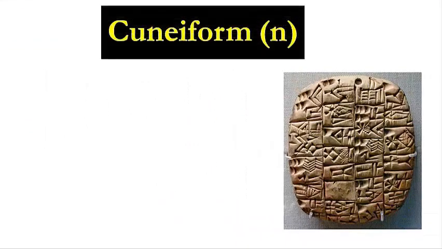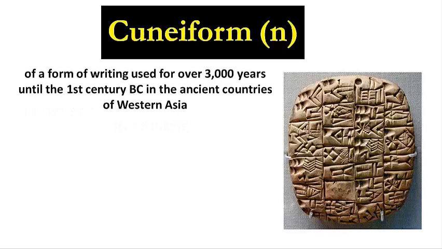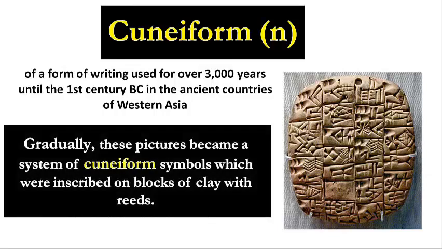Next word, cuneiform. This word is a noun, a form of writing used for over 3000 years until the 1st century BC in the ancient countries of Western Asia. Example: gradually these pictures became a system of cuneiform symbols which were inscribed on blocks of clay with reeds.